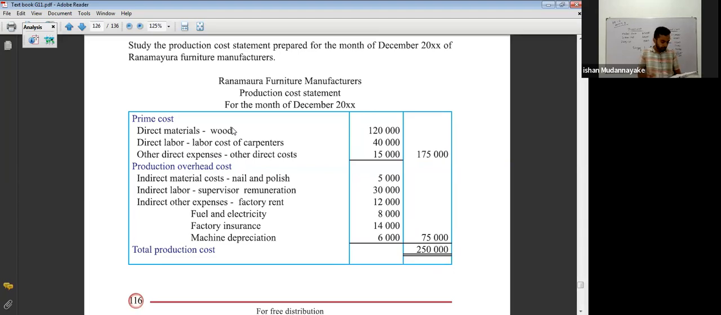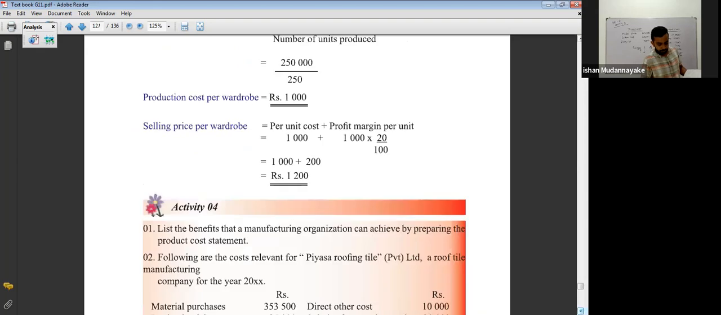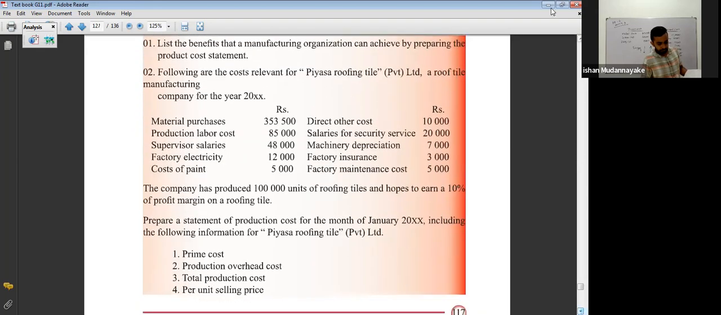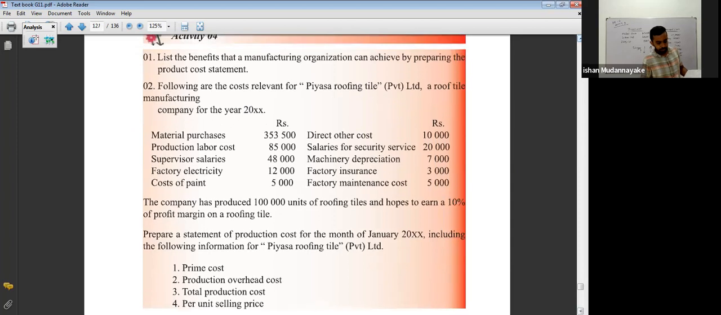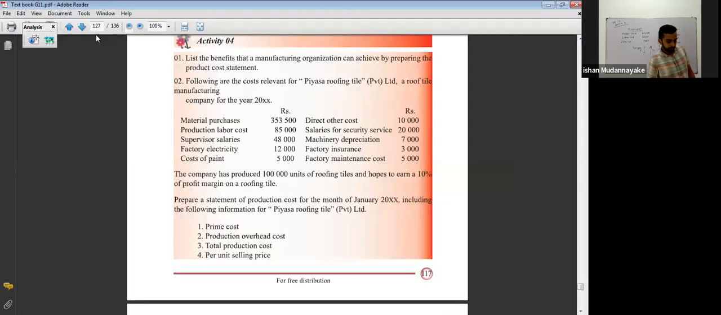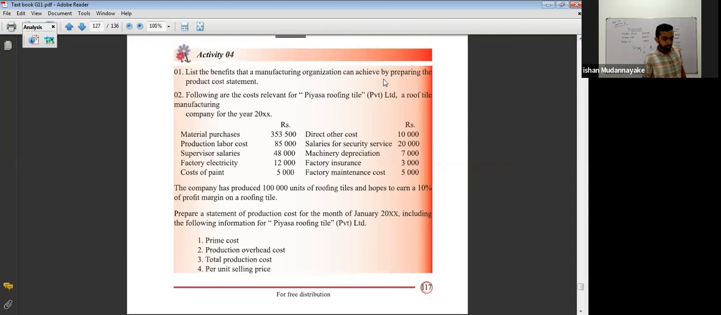Right, now we will move to page number 117, activity 4. Students, write down in your book, page number 117, activity 4.